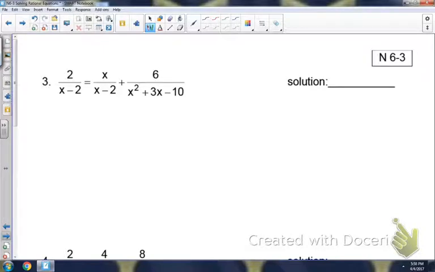Okay, so looking at number 3. So LCD first, so that way we can get rid of the fractions. Notice your first denominator is x minus 2, and I can't factor it, so bring it down. Notice the second denominator is also x minus 2. I already have that. So then we need to factor this third one. So the sum would be 3, product would be -10. So that would be a +5 and a -2.